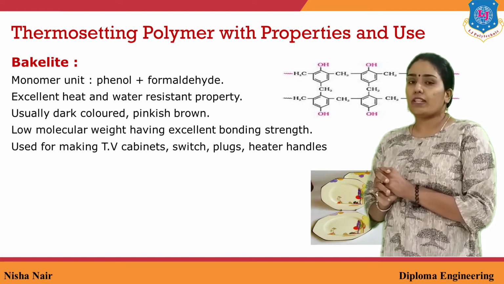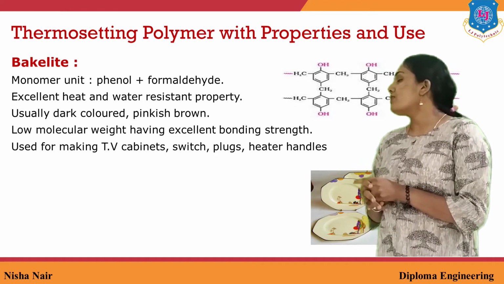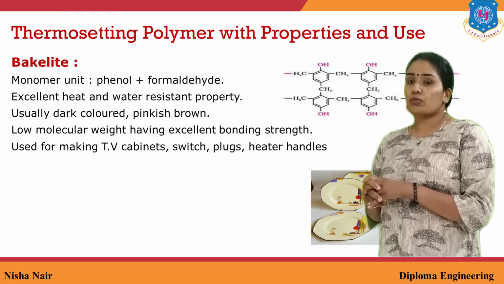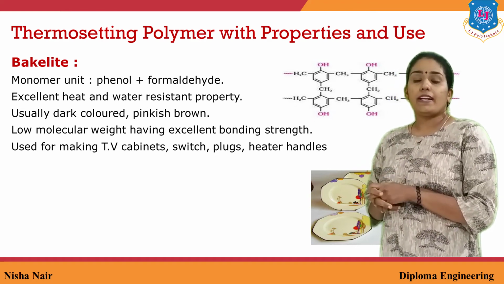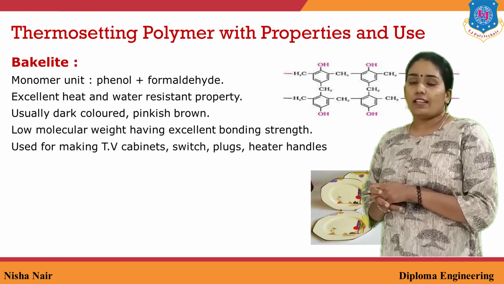Here you can see it is very lightweight, strong bond of attractions is seen, and mainly it is used to make TV cabinets, switch plugs, and melamine plates are examples for this bakelite. So these are the examples for thermosetting polymer.